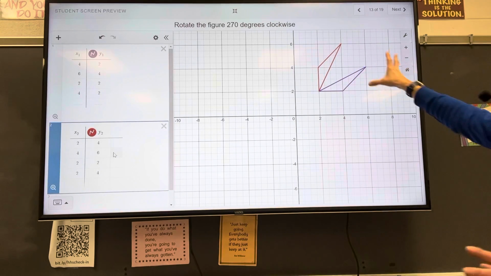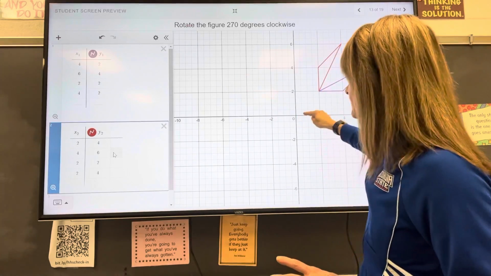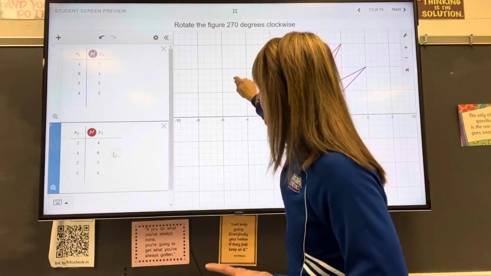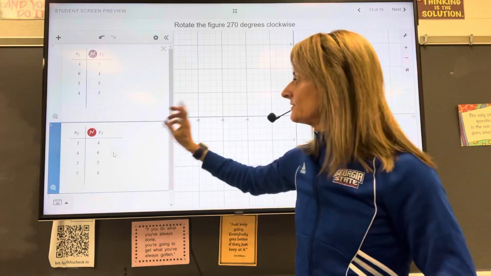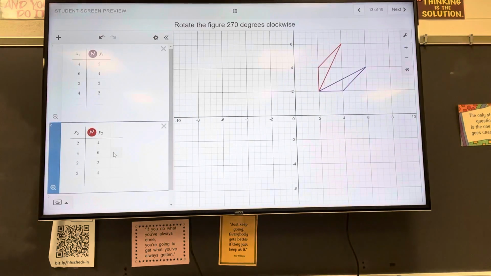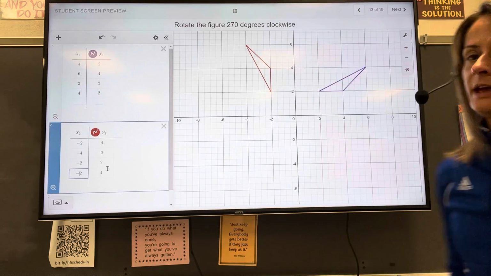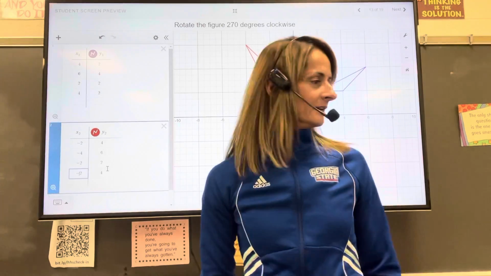Now we are ending up in the second quadrant, which means x is negative and y is positive. The y is already positive, so I just have to change all the x's to be negative, and then we should be good. We'll take a look at it and see what it looks like. Looking good. Any questions? All right.